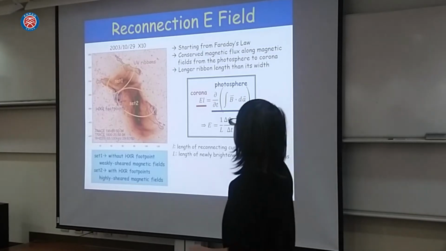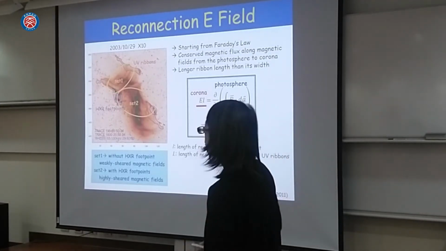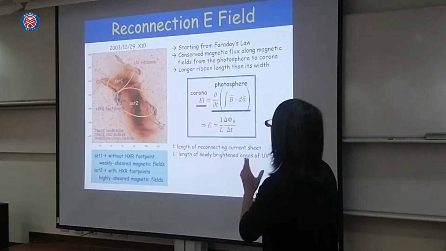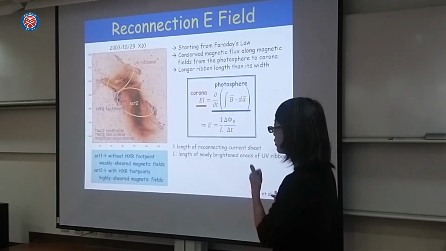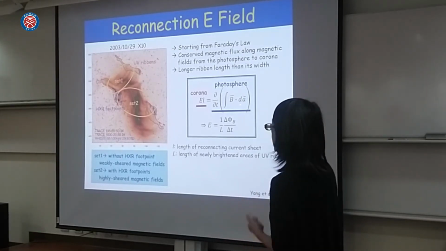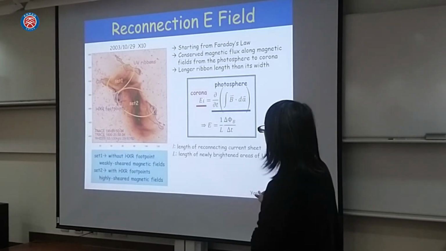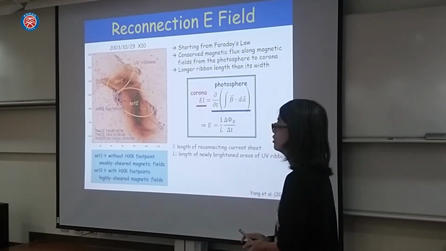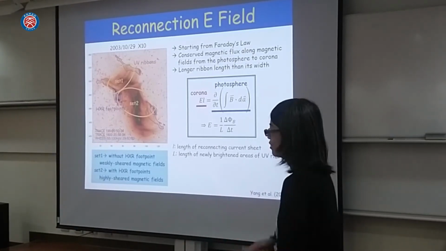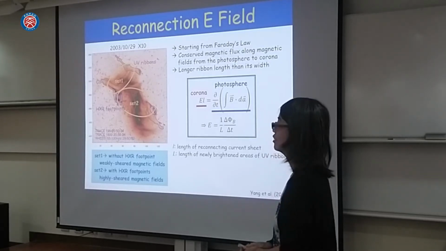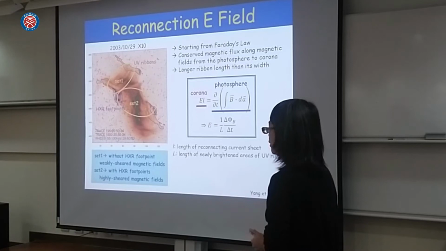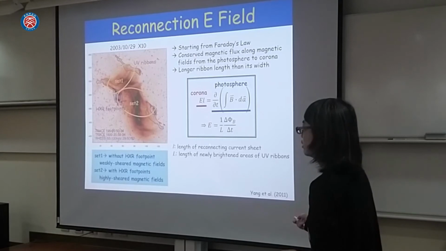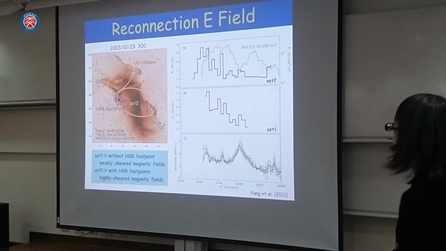And we also assume that the ribbon length is longer than the width. So our idea is to use the photosphere or chromosphere measurement to derive the electric field in the corona, because we don't have any real data from the corona. We just have the image. Okay, so we use this formula to calculate the electric field and got the following result.